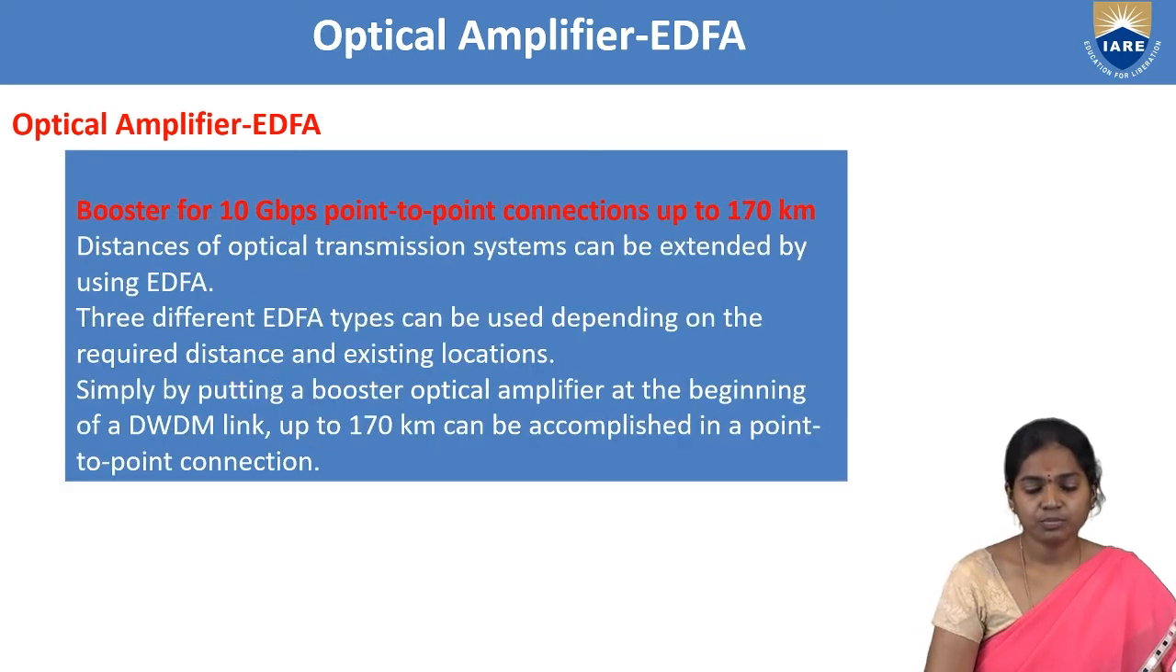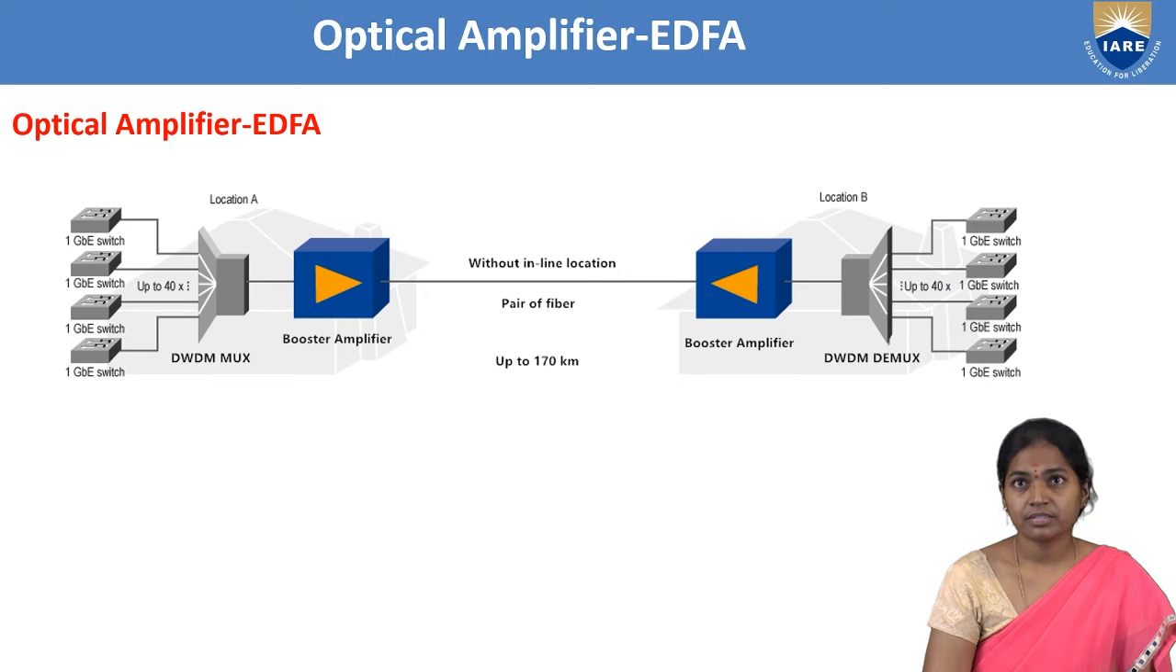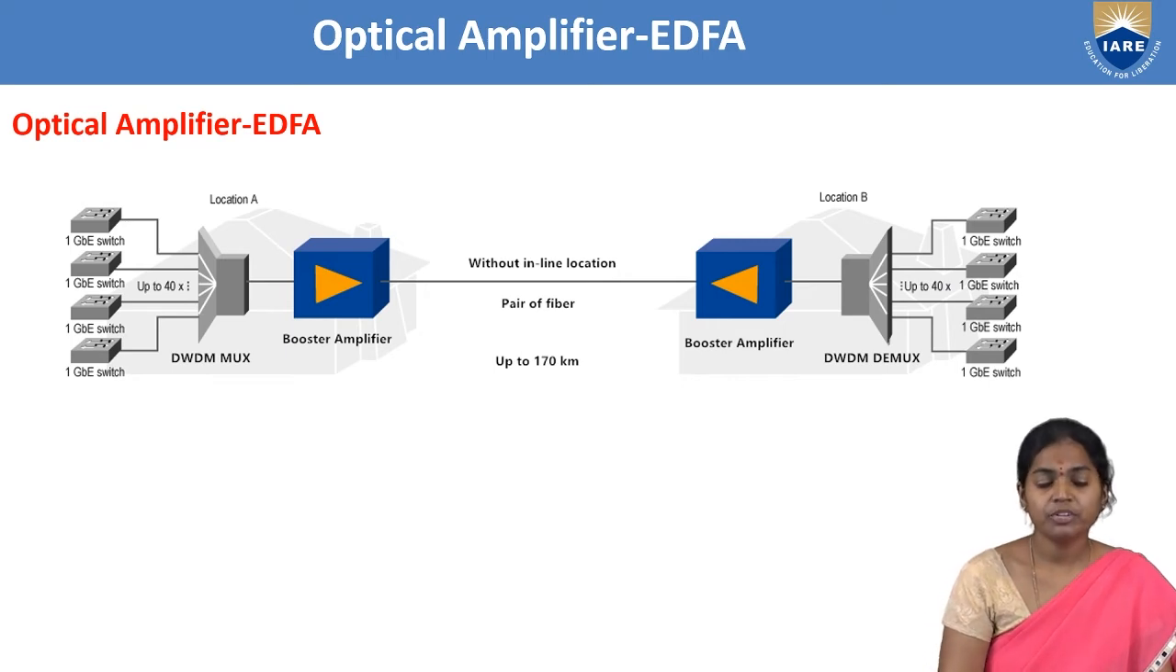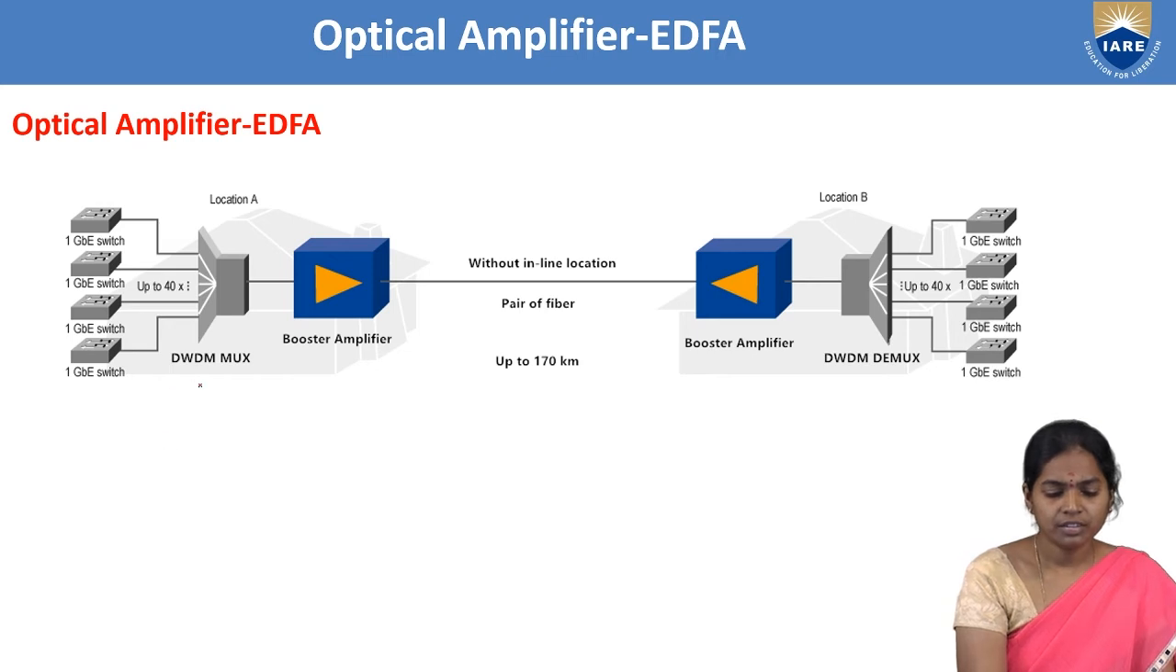So next one is a booster for a 10 gigabits per second point-to-point connection up to 170 kilometers. Here the distance of the optical transmission system can be extended by using EDFA. Depending on the booster amplifiers, at the beginning the link is connected up to 170 kilometers. So observe here the optical amplifier, the EDFA.